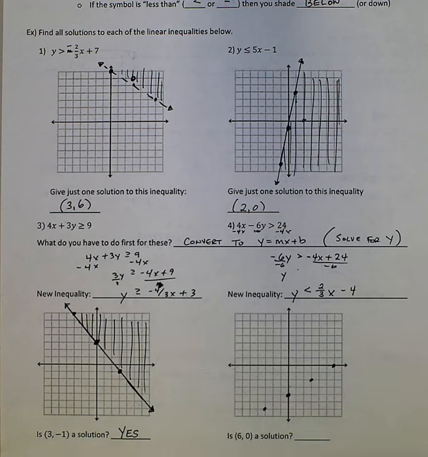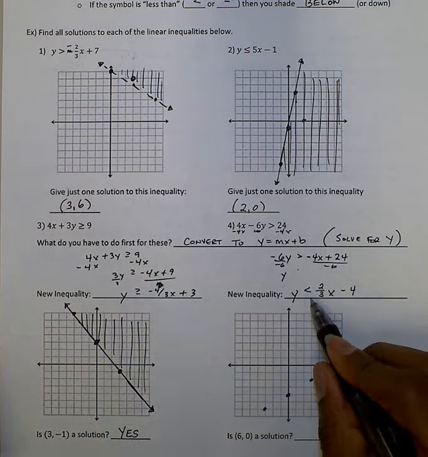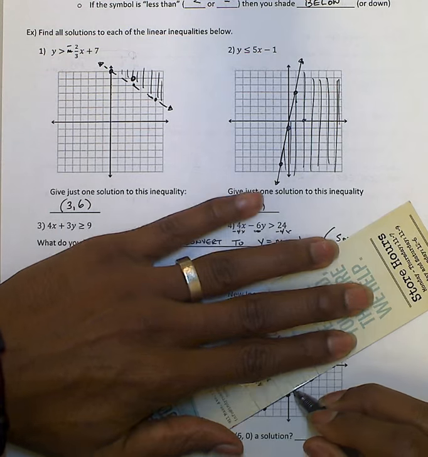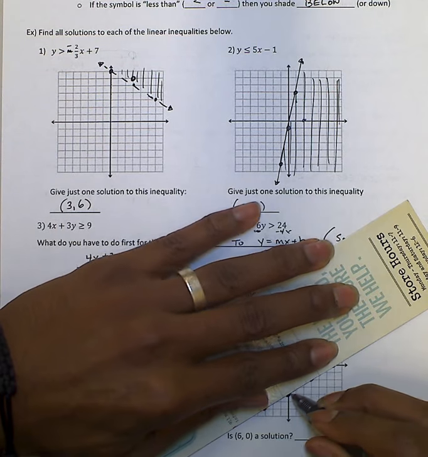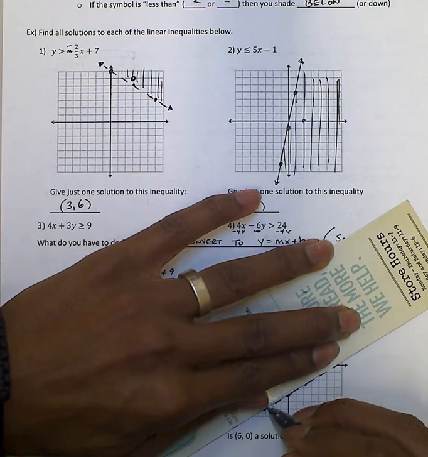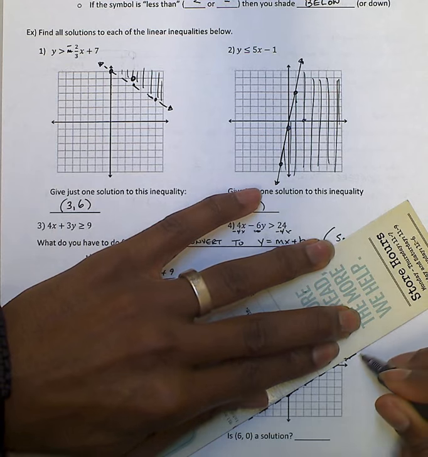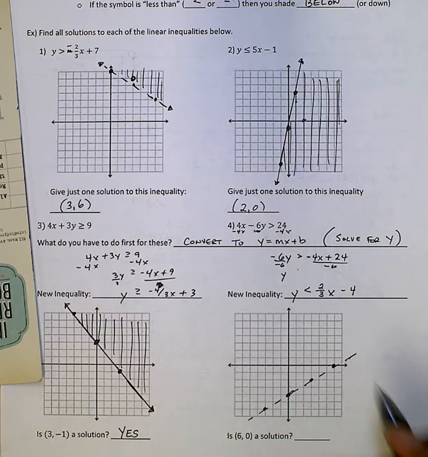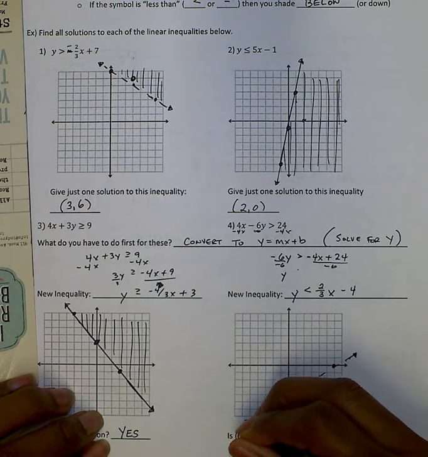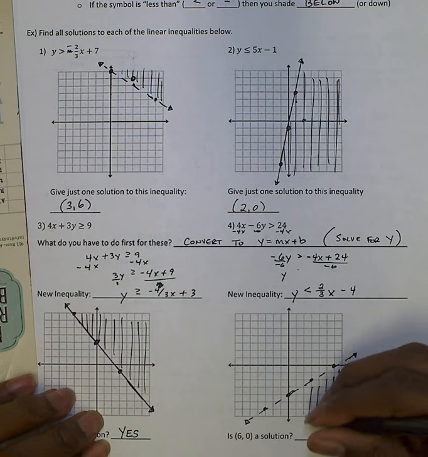Now, my line, it's less than, it's not or equal to, so it's going to be a dotted line. Try to keep the straight edge down. Dot it, dot it. Okay. And then it's less than, so I shade below the line. So I'm going to shade below the line.